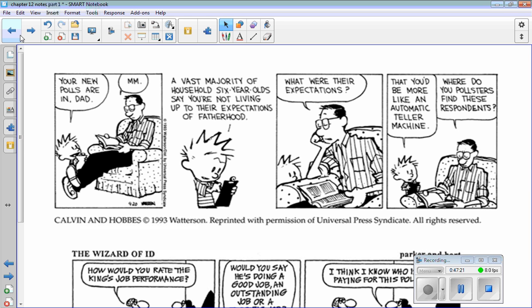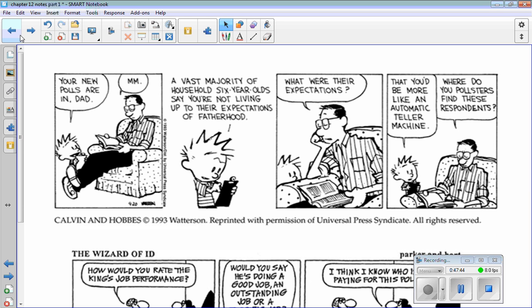I love Calvin and Hobbes. I'm sad that it's no longer in the paper. Yeah, my kids don't read it. So I saw this and I thought it was cute. What kind of bias is going on here?